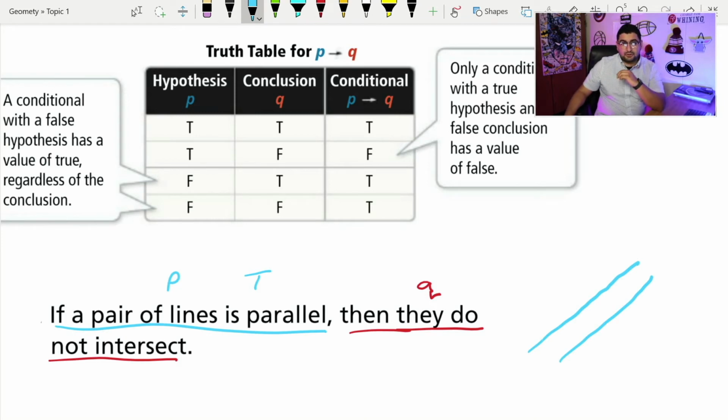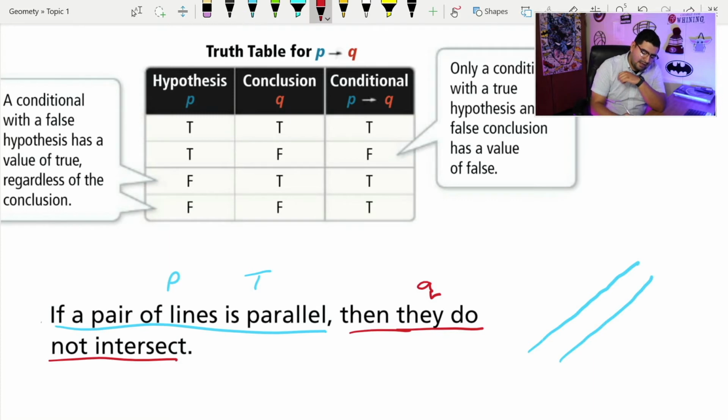Is our conclusion true based off our hypothesis? Well, let's see. Parallel lines mean that there are two lines that do not intersect. So because of the definition of parallel lines, we know that this conclusion has to be true about those lines, because it's the definition of parallel lines to not intersect.